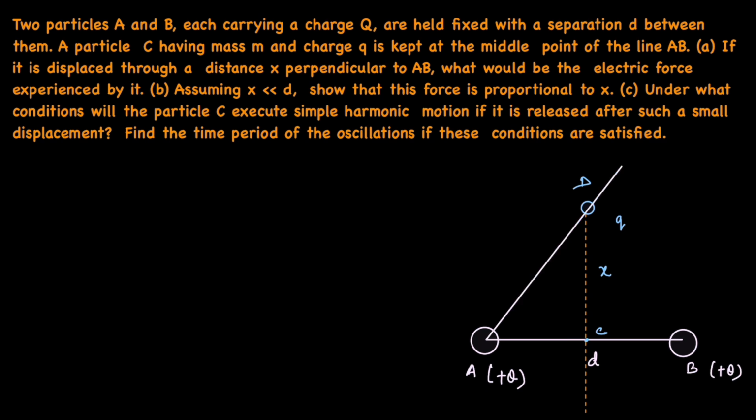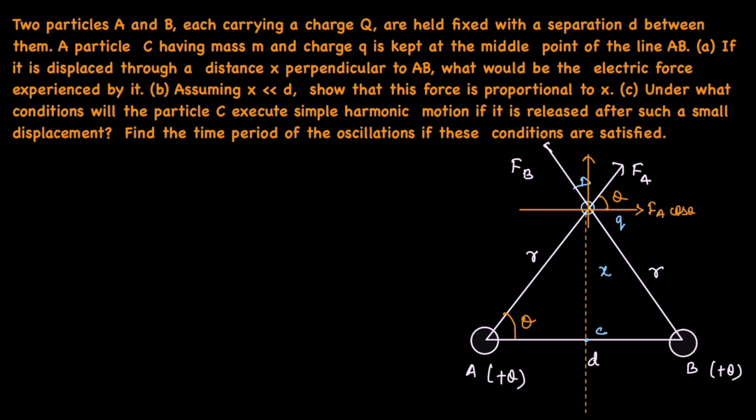So FA is repulsive in nature, FB is repulsive in nature. The distance of AD is considered as R and the distance of BD is considered as R. If we make a component with respect to x-axis and y-axis, this is theta. So we can write it as FA cos theta, FA sin theta, FB cos theta, FB sin theta.